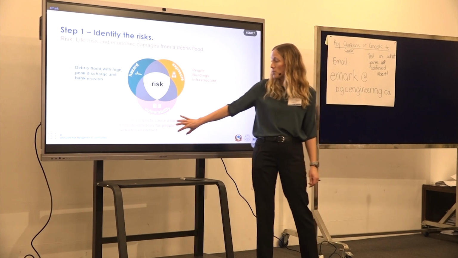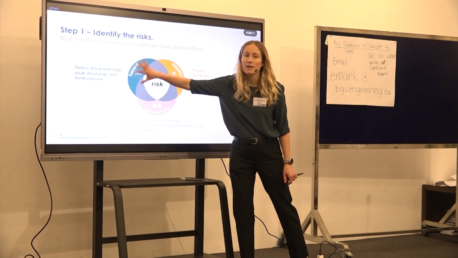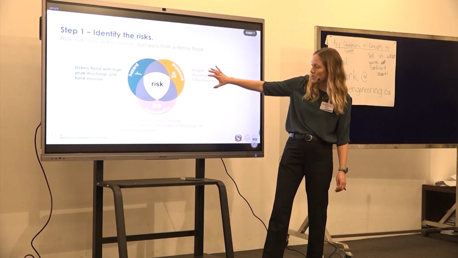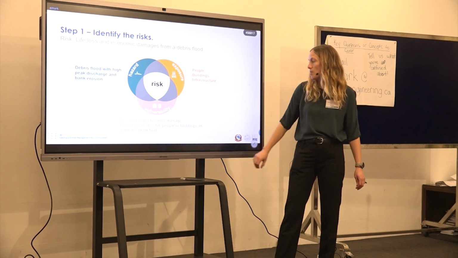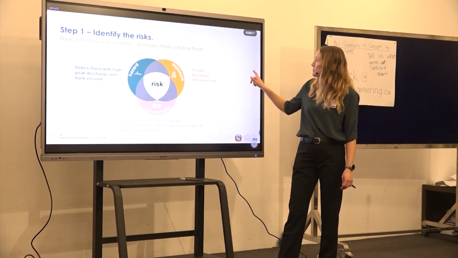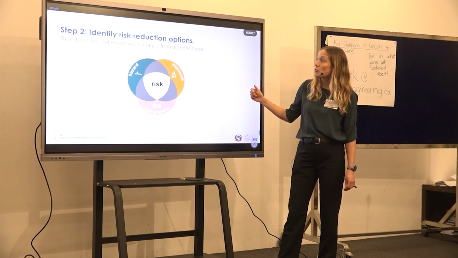And then the vulnerability comes if a debris flood of a certain size impacts the building, and that impact causes damage or potential life loss. All right, so risk reduction options.